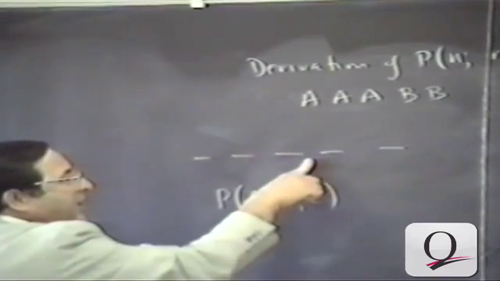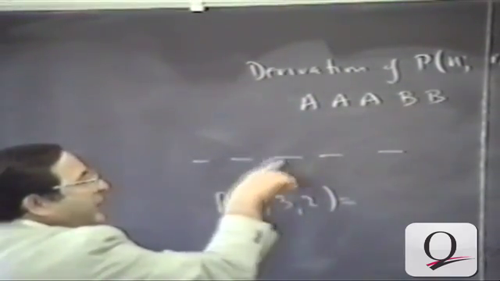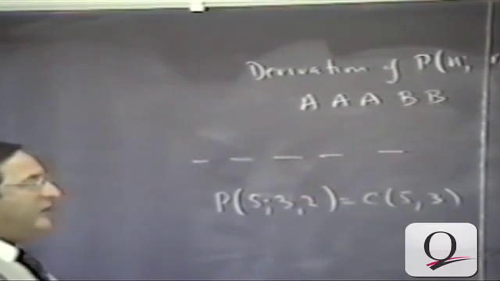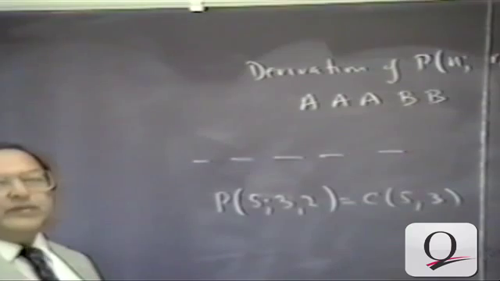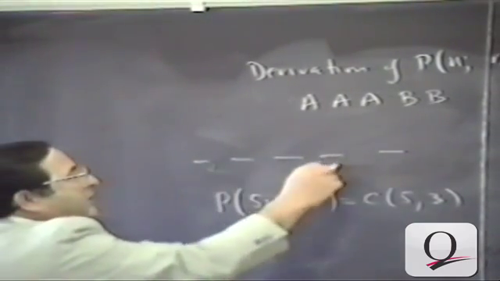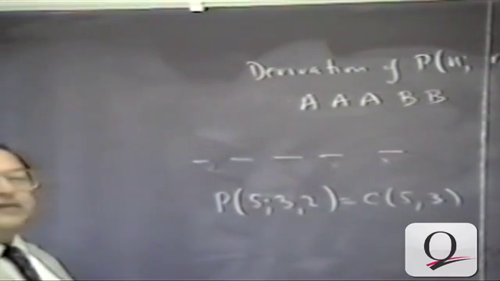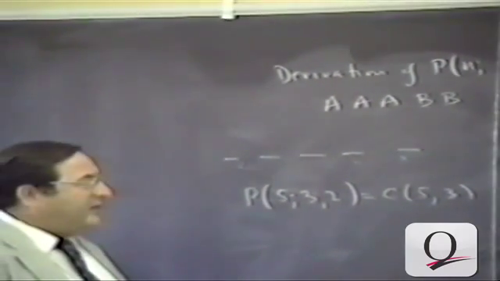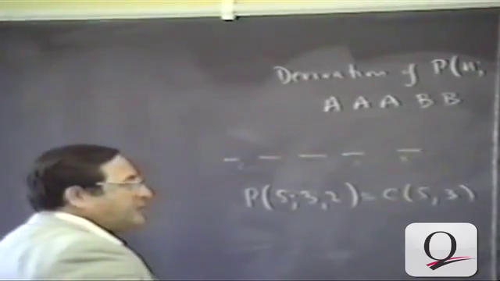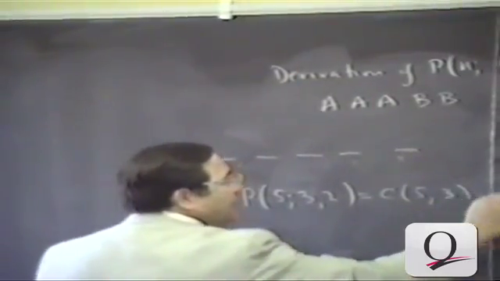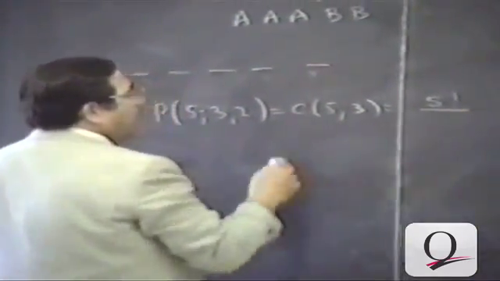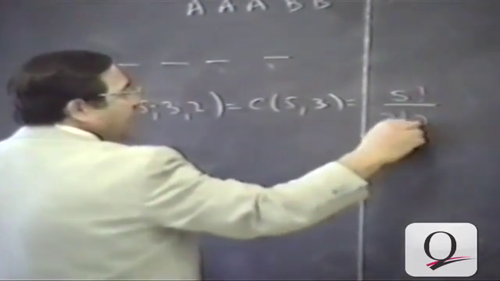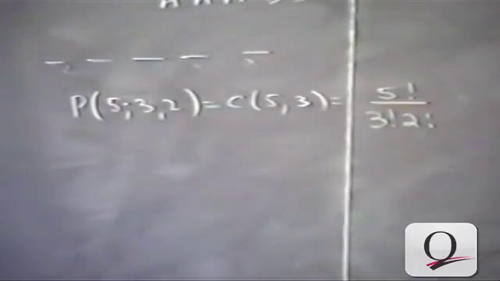So one way to get this is simply to choose where the A's go, and the A's can go in 3 of these positions. If I just choose the positions where the A's go, that sets all my permutations. For example, the A's might go here and here and there. How many ways can I choose? 3 out of 5, and the B's then are forced. So this is 5 factorial over 3 factorial, 2 factorial.